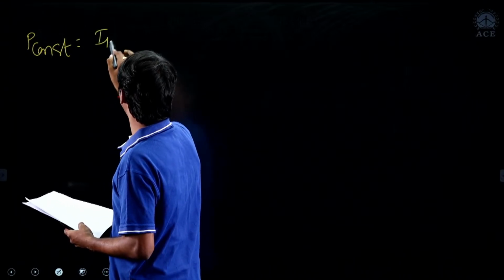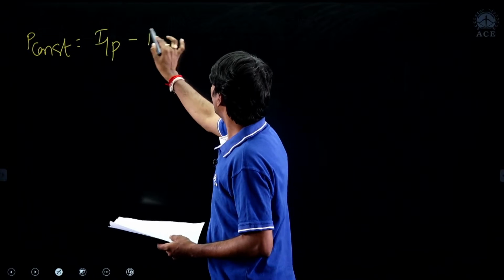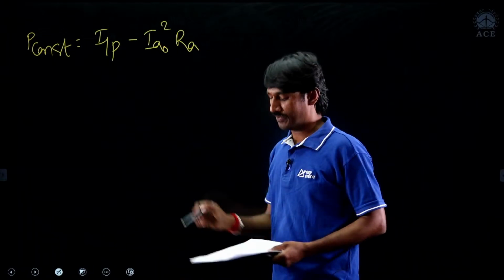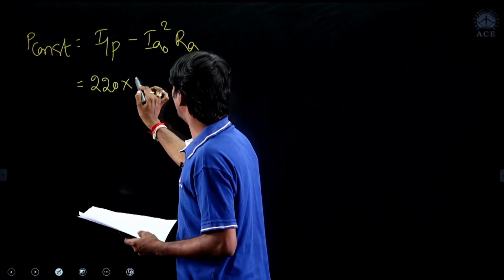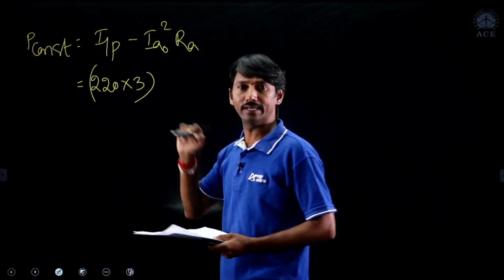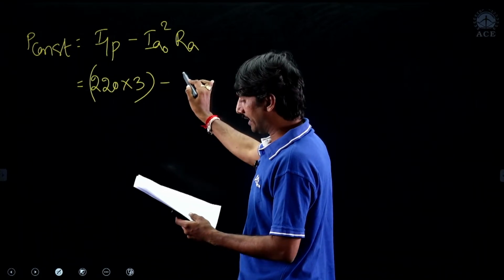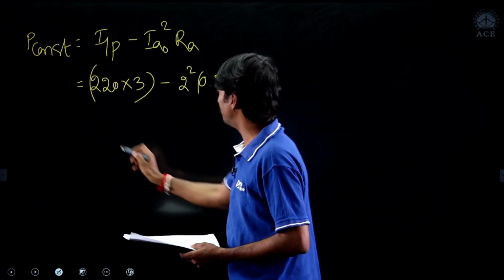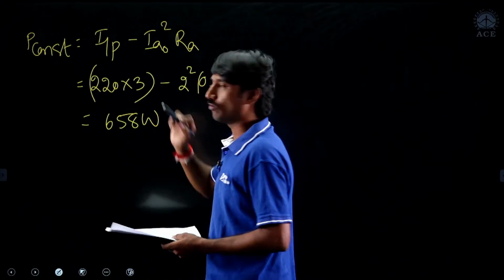Constant losses is equal to input minus what is it? Variable loss, IA naught square RA. What is the input value they have given? 220 into 3, because 220 is the voltage, current is the input 3, and what is IA naught? 2 square, RA is given as 0.5. If you simplify this, you will be getting 658 watts.